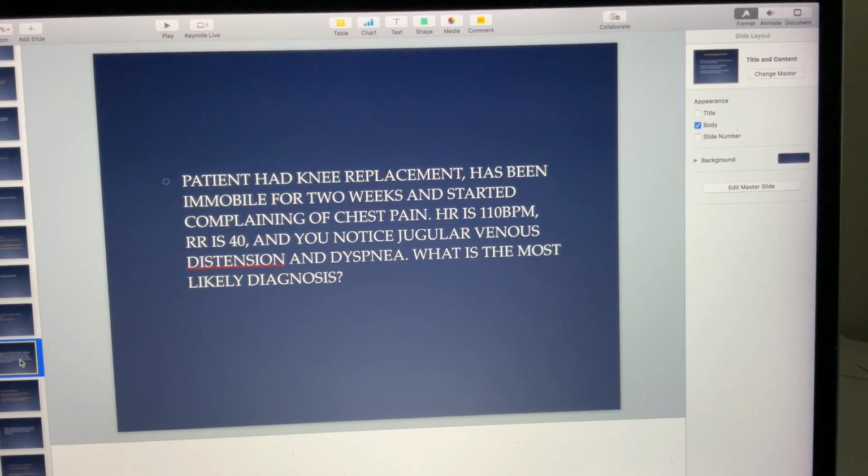So again, this patient had a major surgery done. And since they had this surgery, they've been immobile. They haven't been able to move for 2 weeks. And subsequently, they started complaining of chest pain. And you check the heart rate, it is 110 beats per minute. Respiratory rate is 40. And you also see jugular venous distension. Okay? Question is, what is going on with this patient? What do they have?